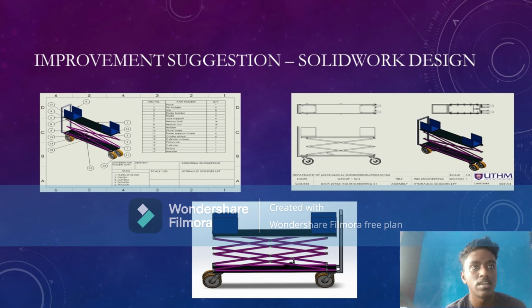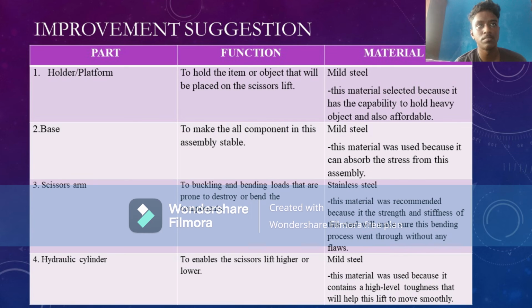To lower the scissors, the hydraulic oil will be released to make the scissor arm move downward to its original position. Next, we will see the part, function and material. First, holder and platform. The holder is used to hold the item or object that will be placed on the scissor lift. The material we use is mild steel because it has the capability to hold heavy objects and it's also affordable.